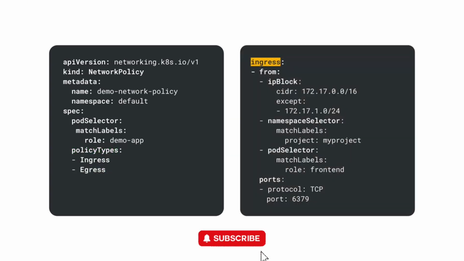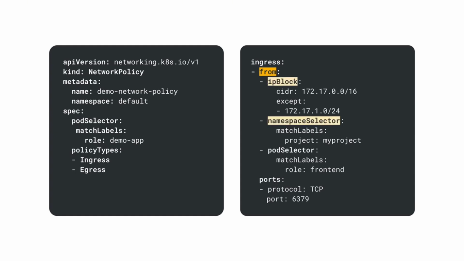In the ingress section of the policy, there are two main sections: from and ports. The from section can be from three sources: IP block, namespace selector, or pod selector. The ports section states what ports ingress will be accepted from. The combination of these two elements defines where traffic is allowed to enter the network.